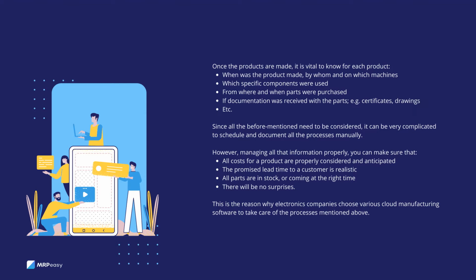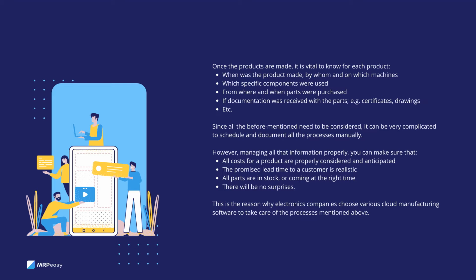Since all the before mentioned need to be considered, it can be very complicated to schedule and document all the processes manually. However, by managing all that information properly, you can make sure that all costs for a product are properly considered and anticipated. The promised lead time to a customer is realistic. All parts are in stock or coming at the right time. There will be no surprises.